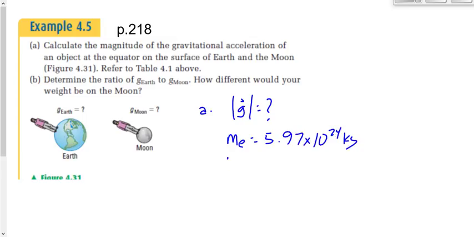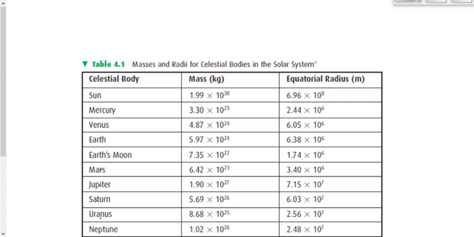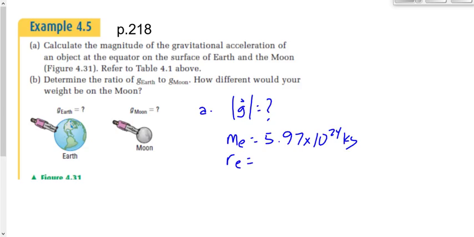We know the radius of the Earth, the equatorial radius of the Earth, on that sheet as well. It's 6.38 times 10 to the 6 meters. All those numbers that you need will be given to you in a question. You don't need to worry about that.